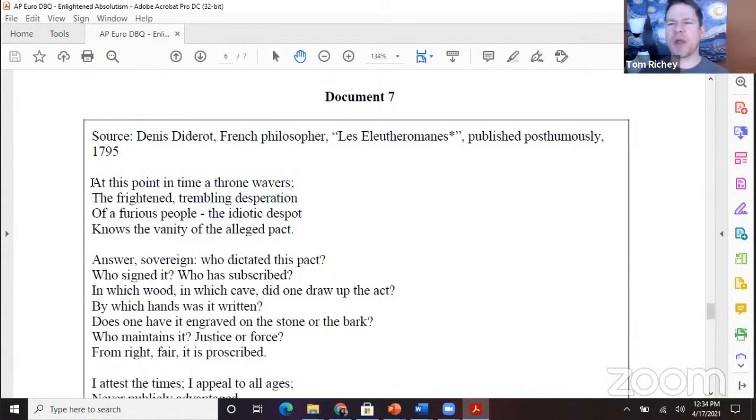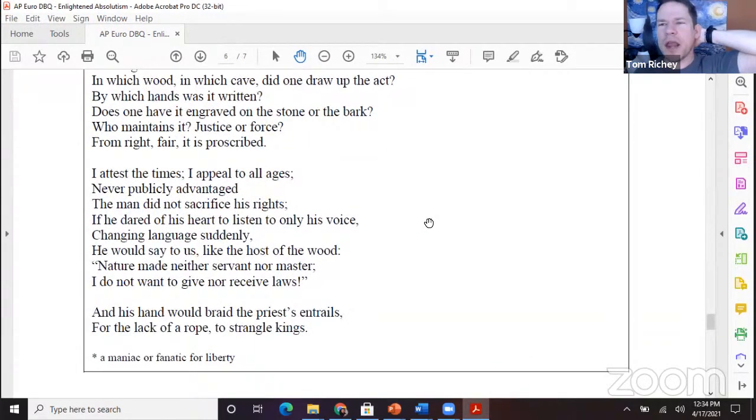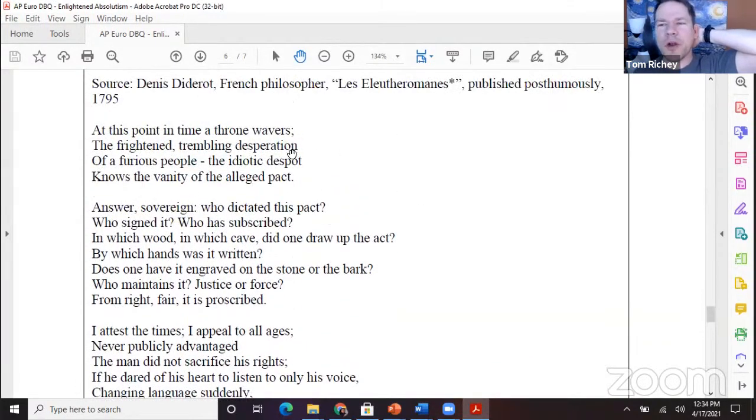He's saying at this point in time, a throne wavers. Okay. And so one thing to note here is when a poem or something is being quoted, you don't necessarily have to read it all, but kind of skim it. Okay. Answer sovereign, who dictated this pact, who signed it, who is subscribed.